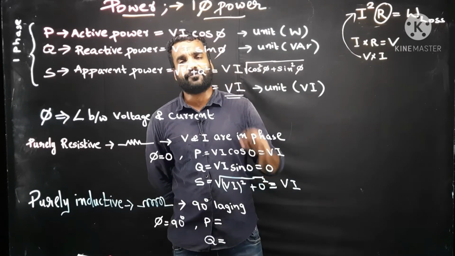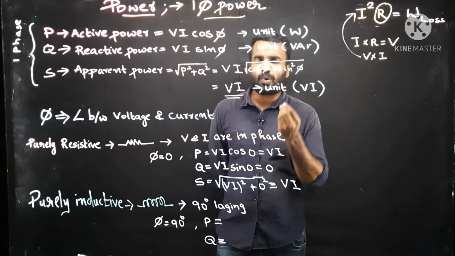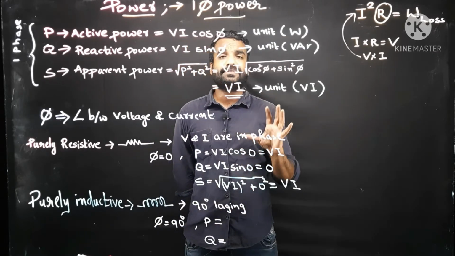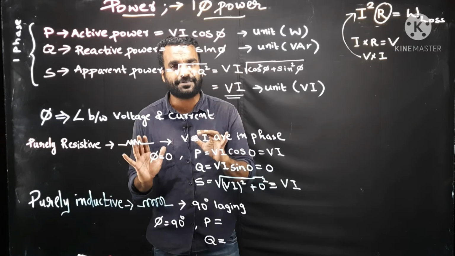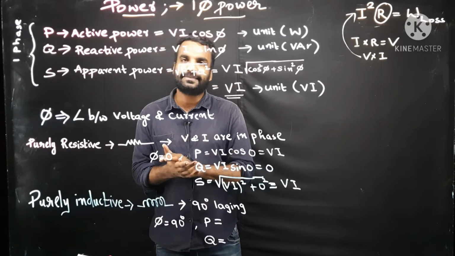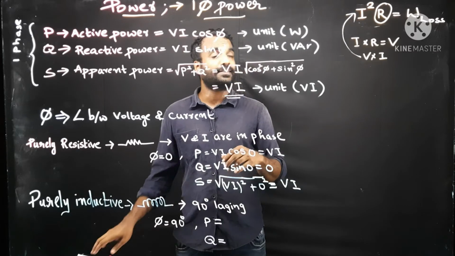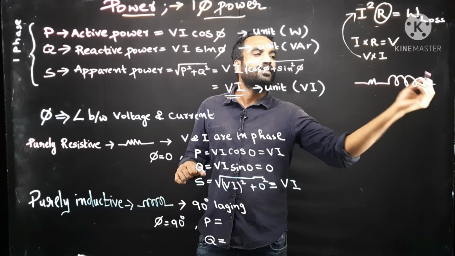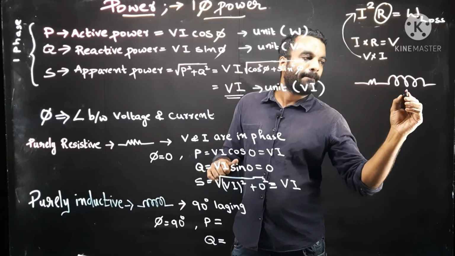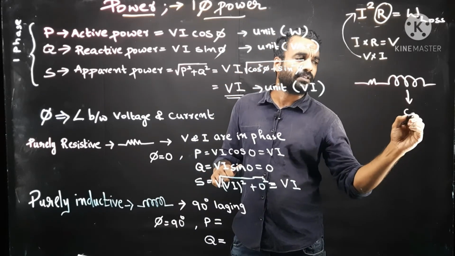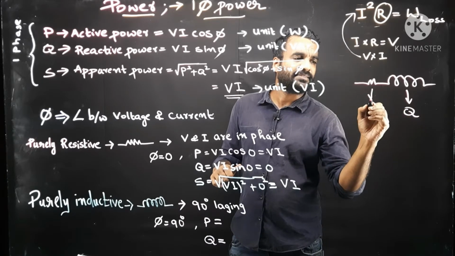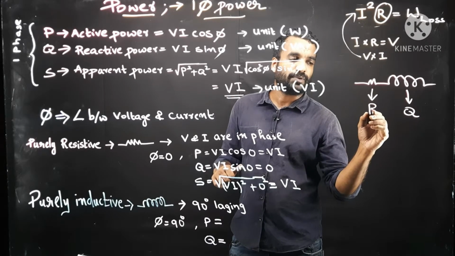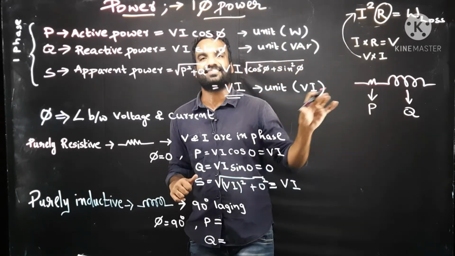Suppose in that winding there is also some small resistance. What is basically a winding? Basically a winding is resistive, inductive, capacitive. Please tell me. It is inductive. But if there is a small resistance also like this, then what happens? The inductive part will produce some flux and the resistive part will produce some active power also, that is, some heat will be produced if resistance is there.